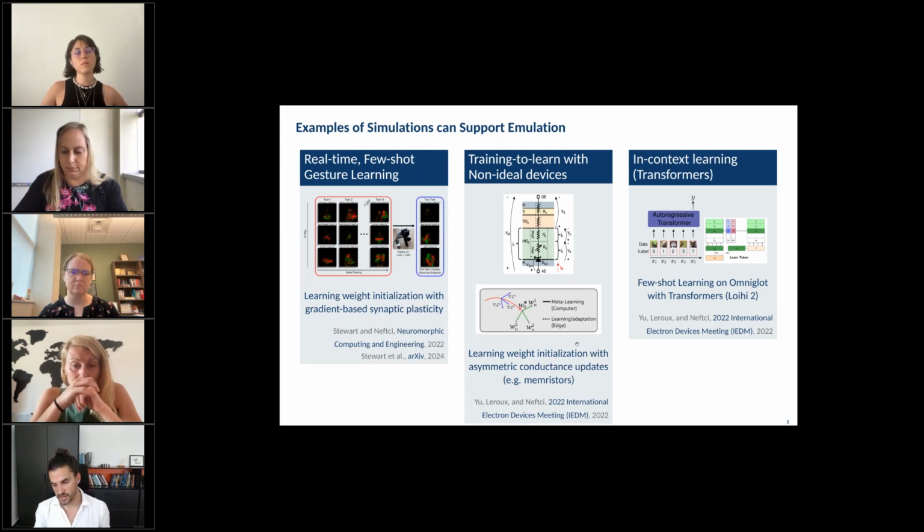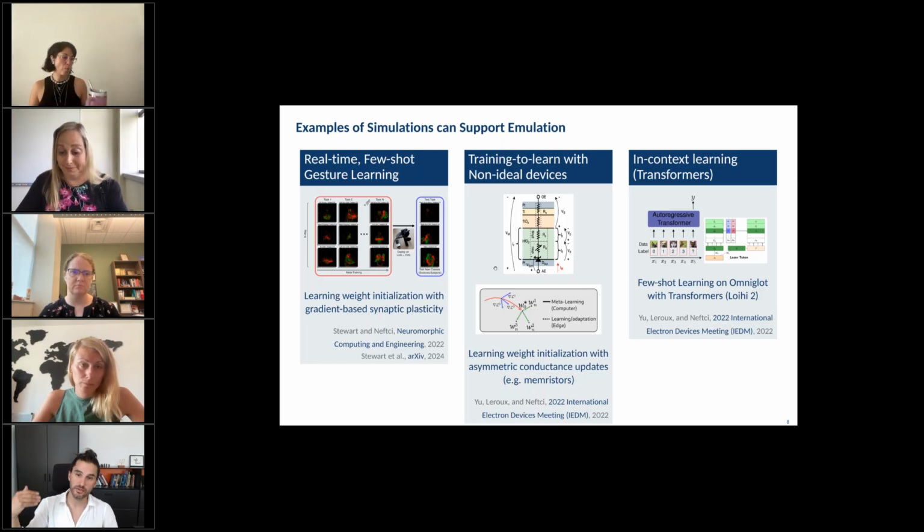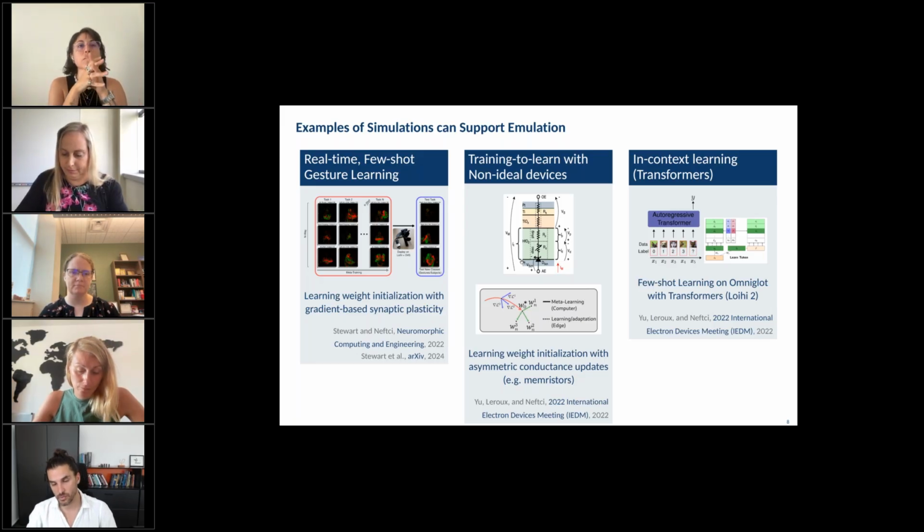In another case, we have actually applied this to a model of memristor updates. So memristors are memory devices that can emulate, to some extent, synaptic plasticity. But the dynamics that we get, the conductance update dynamics, are actually not exact. And so this is usually problematic, but we can actually build into our simulation how these conductances are updated. And so when we actually learn weight initialization or our synaptic plasticity rule, we can actually mitigate the non-idealities in the devices.